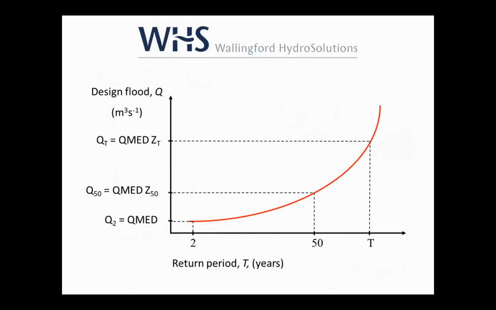As we said, the growth curve can be used to scale your index flood to higher return periods. For instance, if we have a return period T, we would find where this return period falls on our growth curve, which would provide us with a multiplication factor to apply to QMED to derive the flow for the event with return period T.